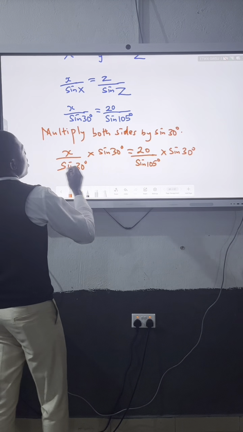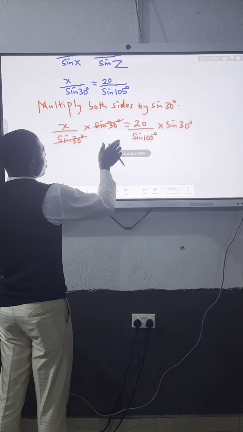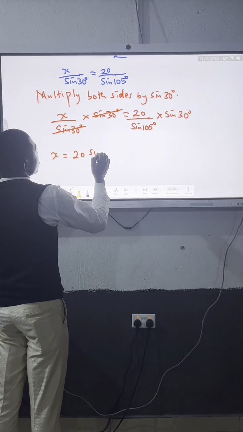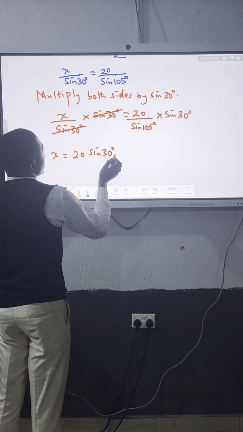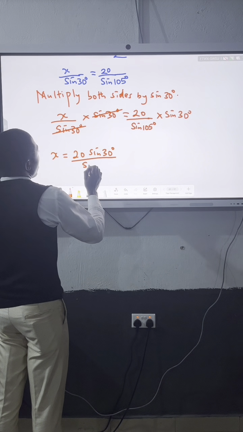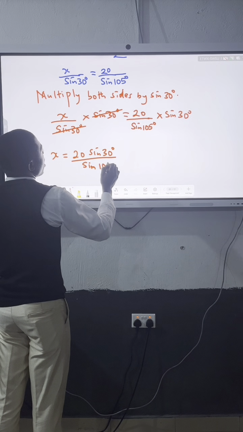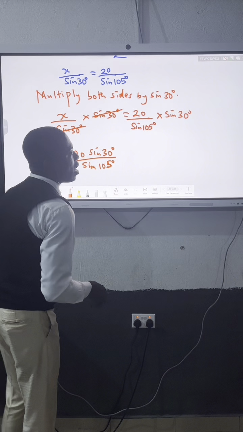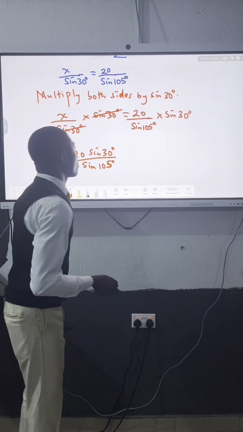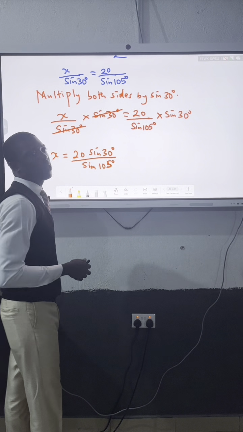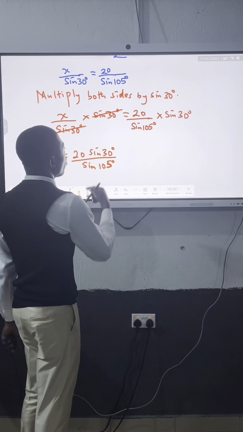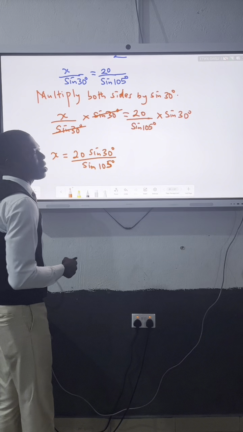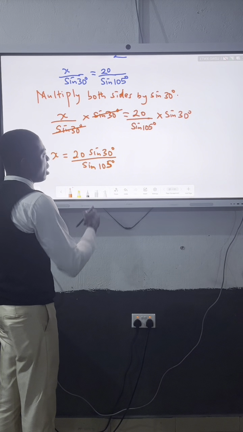Okay, so this sine 30 will cancel out this sine 30 for us, and then we have x is equal to 20 times sine 30, divide the answer by sine 105 degrees. Now this sine 105, we don't want to write it as sine 105. This is equivalent to sine 75. You can check it out. 105 is equivalent to 180 minus 105. The sine of 180 minus 105 will give you the same thing.